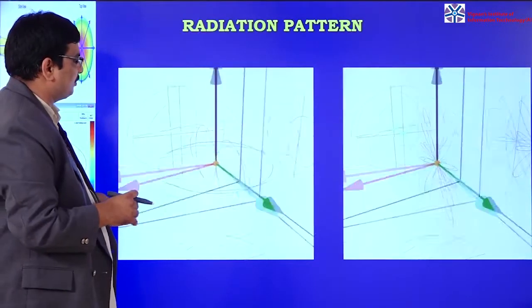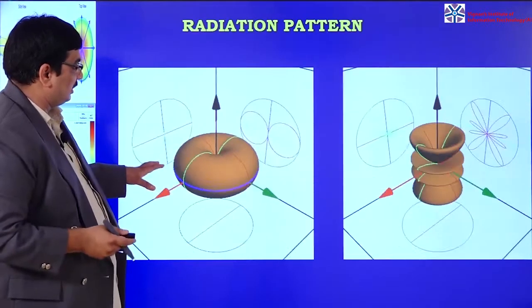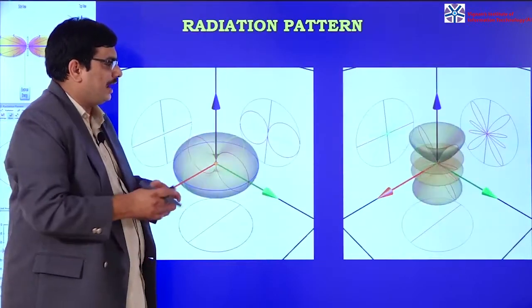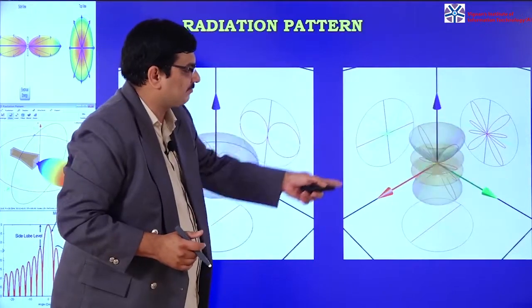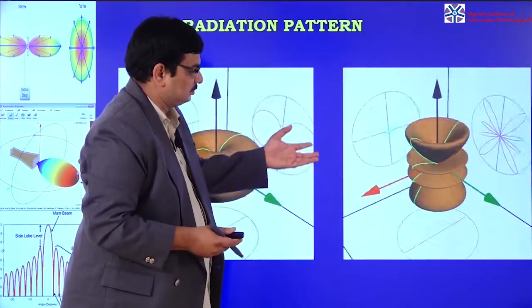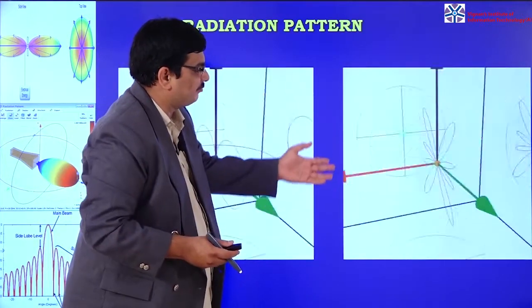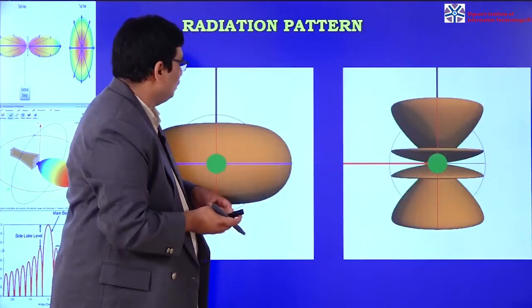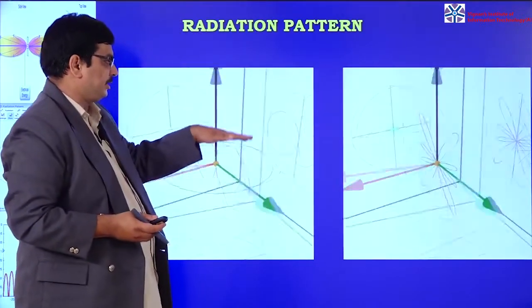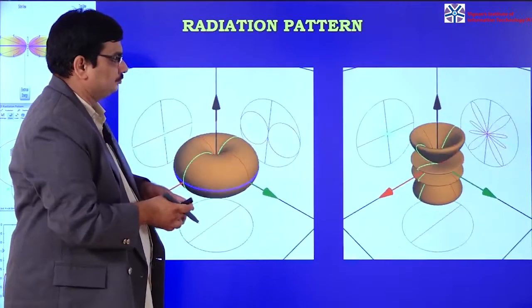So this is the radiation pattern diagram for the half wave dipole, and this is the radiation pattern of a dipole of length 3 lambda by 4, that is the radiation pattern in both front view as well as the side view.